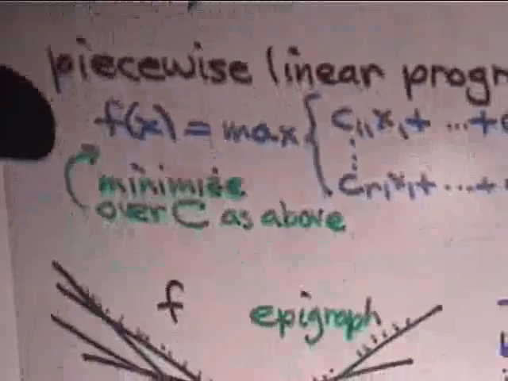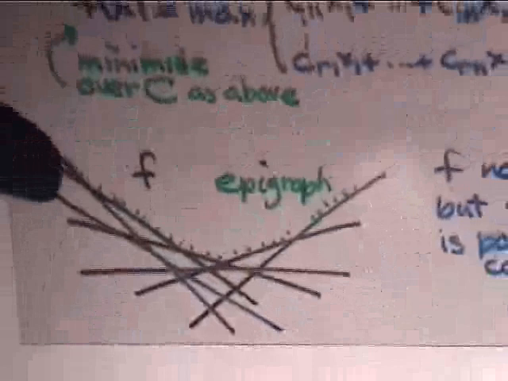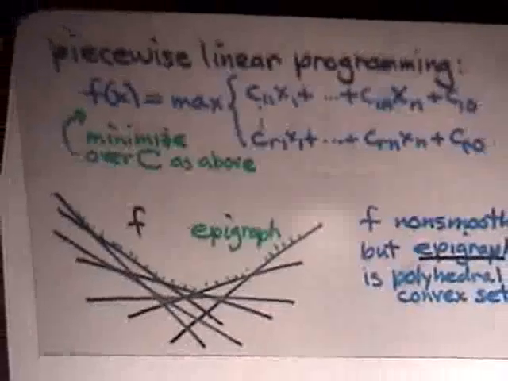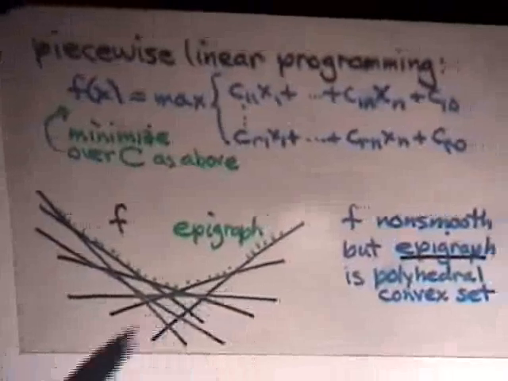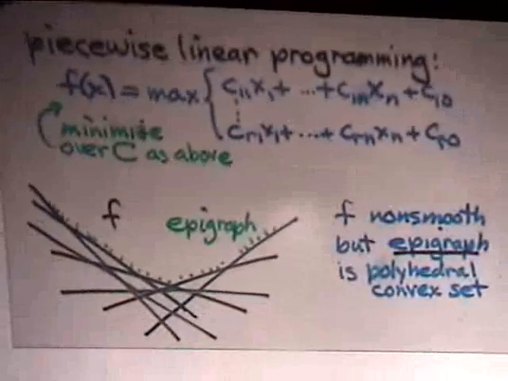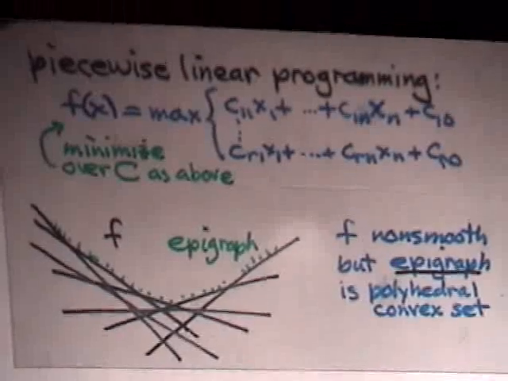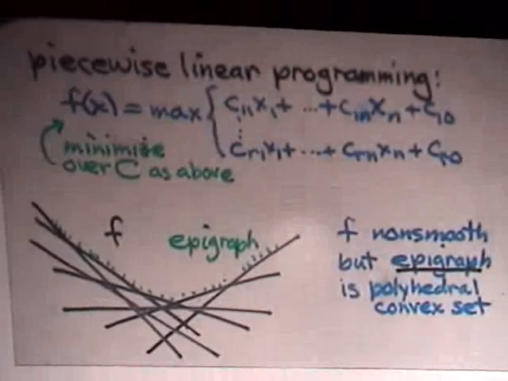Now, a simple extension to this would go to piecewise linear programming, where we have the same kind of set, but the function we wish to minimize is a maximum of finitely many linear functions, affine functions. And notice, by the way, that the epigraph, the set of points above the graph of the function, is a polyhedral convex set.